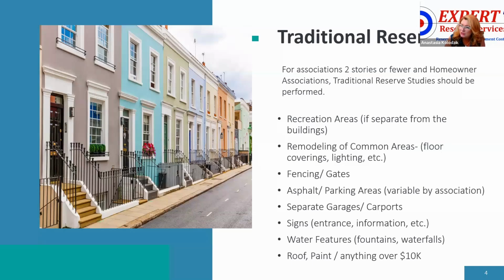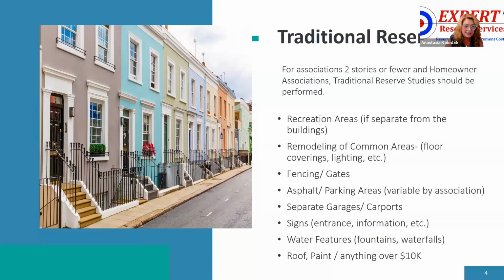The traditional reserves consist of the recreational areas, remodeling of common areas. Now that includes your floor coverings, your lighting, your interior paint, your carpet, your furniture in your clubhouse, your kitchen equipment, anything that's interior remodeling of the common areas, your fencing and your gates, asphalt parking areas. Now that's a tricky one right there, because that's always been a statutory requirement, is to have your asphalt included in your reserves. You still have to do that.